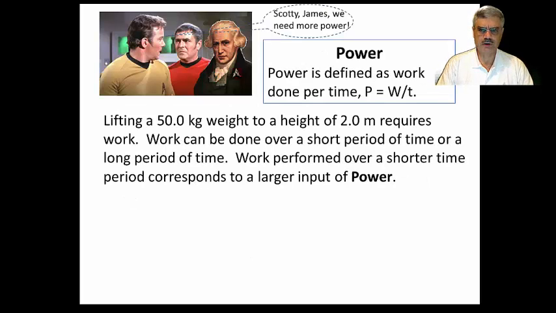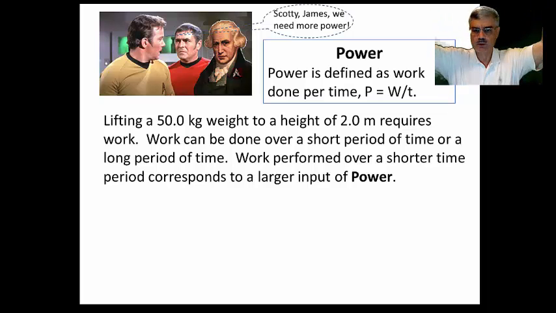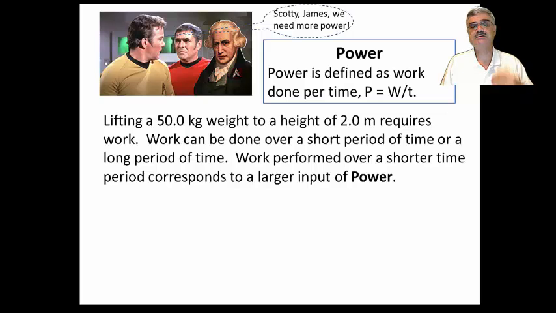All right, now on to power. So Scotty, James, we need more power. Power is defined as work done per time. So we can lift a 50 kilogram weight to a height of 2 meters. This requires a certain amount of work. But this work can be done over a short period of time or over a long period of time. And the work that is performed over the shorter period of time corresponds to the larger input of power.